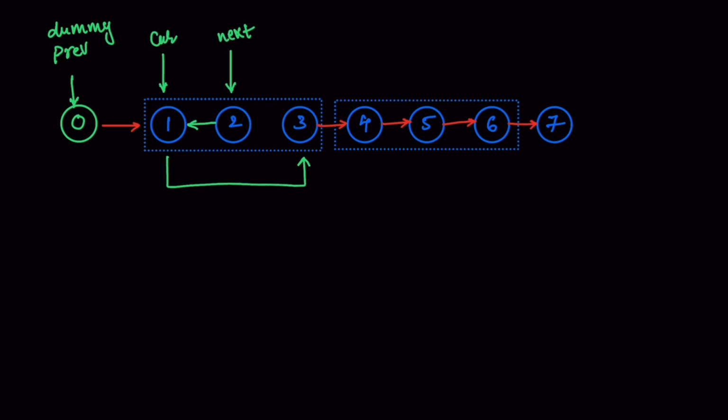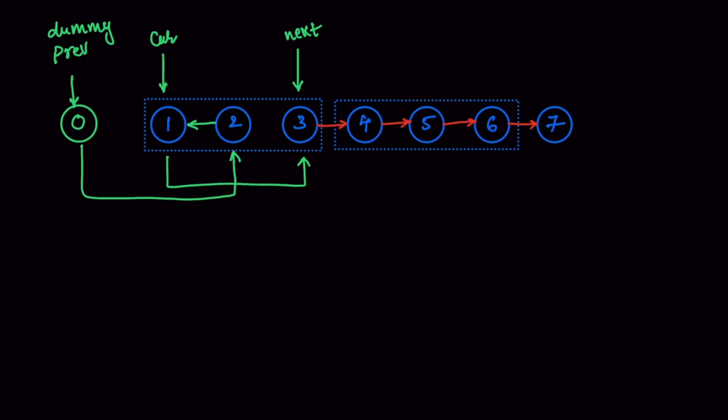Then the next step is going to be prev.next is equal to next. So this pointer is gone and this connection is formed. Now we move next is equal to current.next. So the next pointer is moved to the linked list node 3. Then we repeat the same steps again.